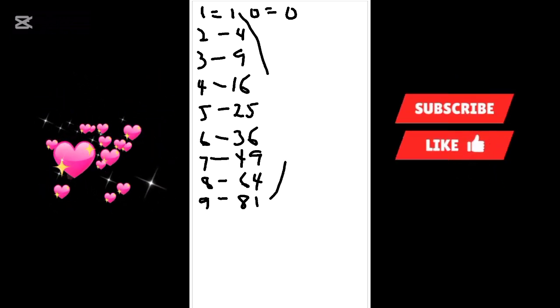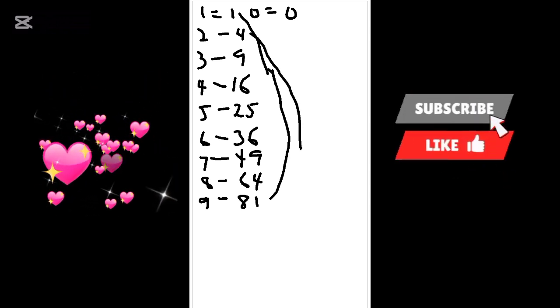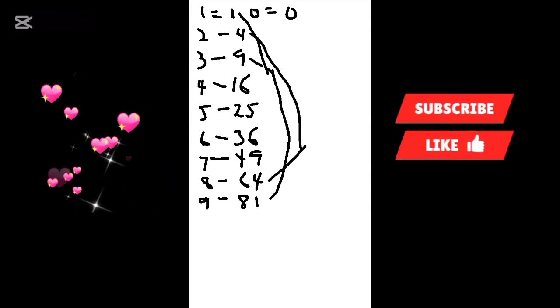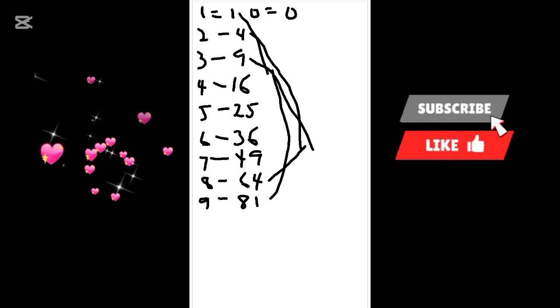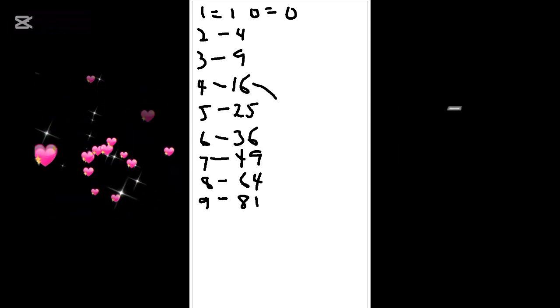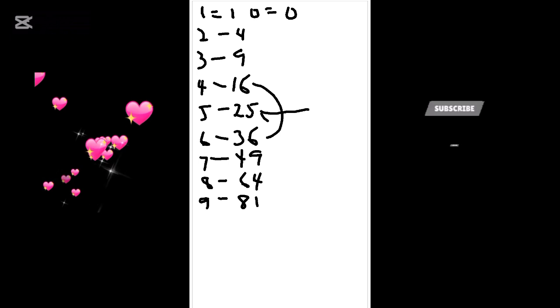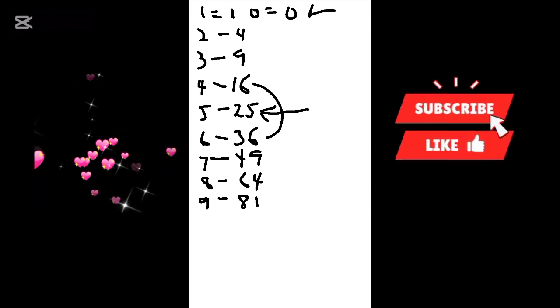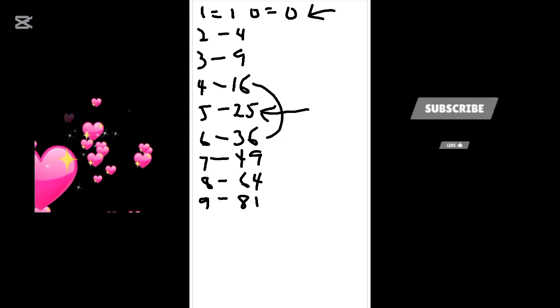Alright, so if we watch this and this ends up in the same number, this and this ends up, this and this ends up, alright, and this and this ends up, just this and this are different.